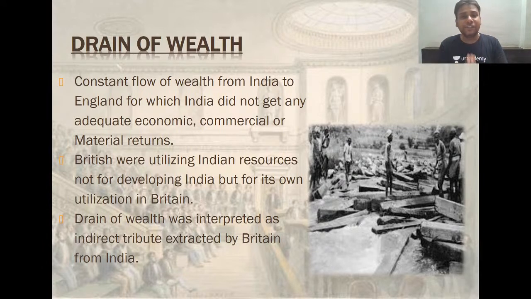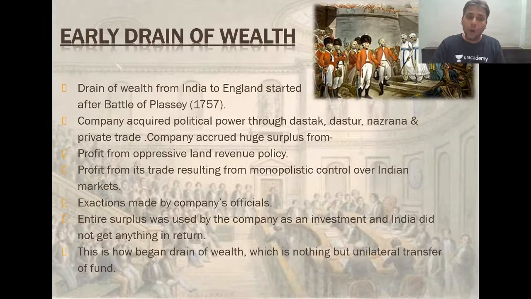Right from the start itself, the resources of India were drained to European countries. Now you can understand how rich India might have been, like all the European countries are trading with India and driving out these resources from India. Okay. Now, basically, it is said that it is a sort of indirect tribute by India to Britain. Now, let us understand where this drain of wealth started from. You might have heard about a famous battle called the Battle of Plassey, which started in 1757.